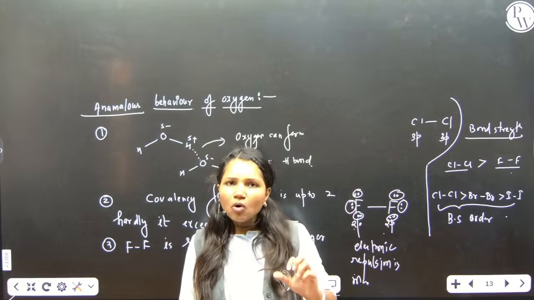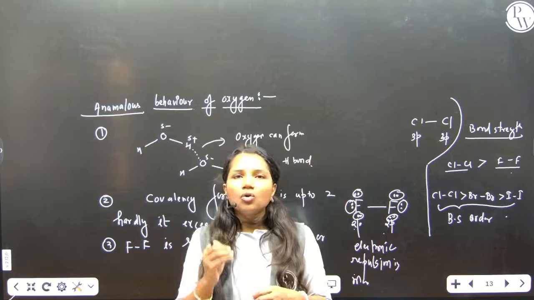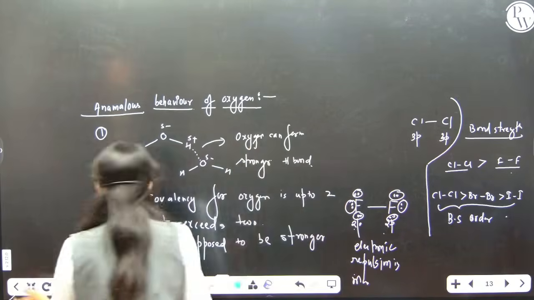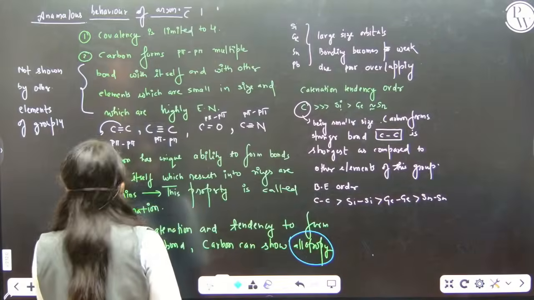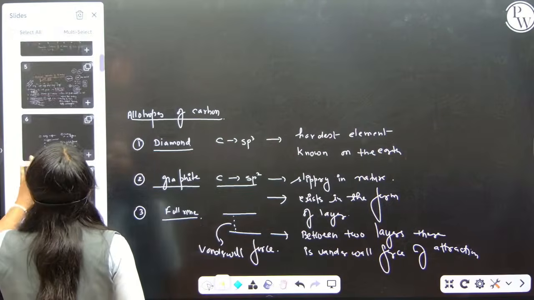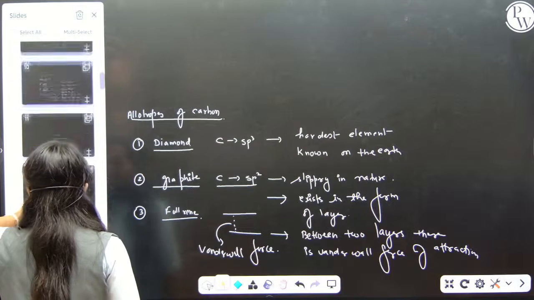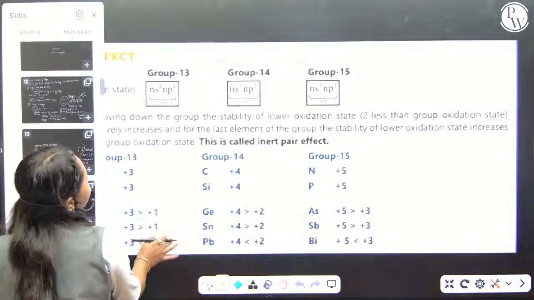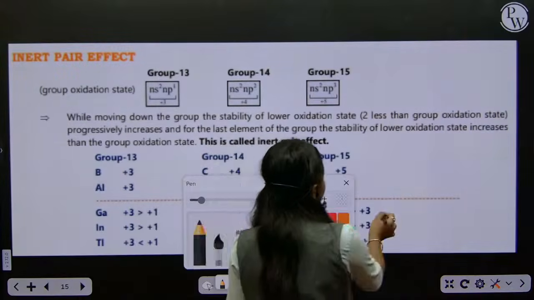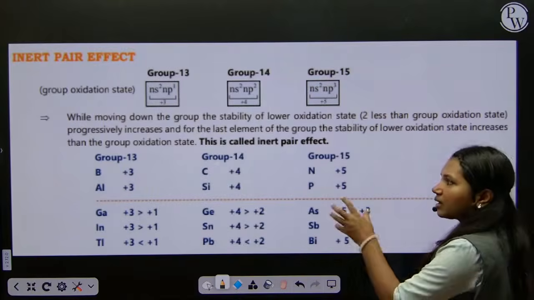Now let's go to the next topic: chemical and physical behavior of these groups. What are the trends across the period and across the group? So quickly revise the important topics. Okay, let's come here. This is a very important topic, inert pair effect. So what is inert pair effect? Let me explain.